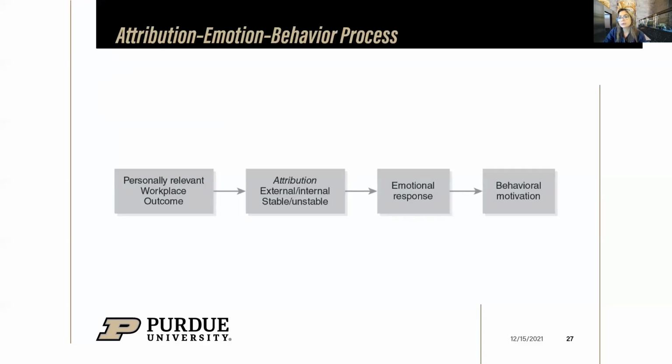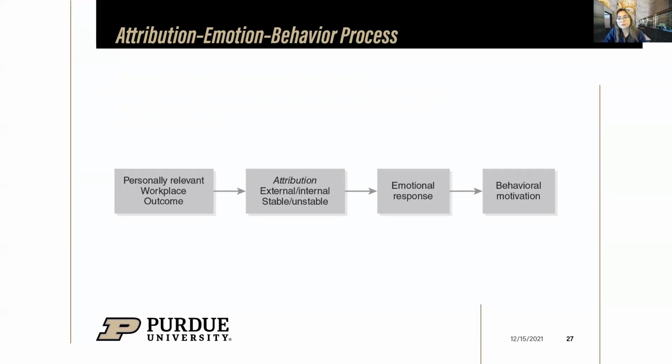Fritz Heider argued that all people are naive psychologists who have an innate desire to understand the causes of behavior and outcomes. Attribution theory holds that attributions for these behaviors and outcomes ultimately help to shape emotional and behavioral responses.